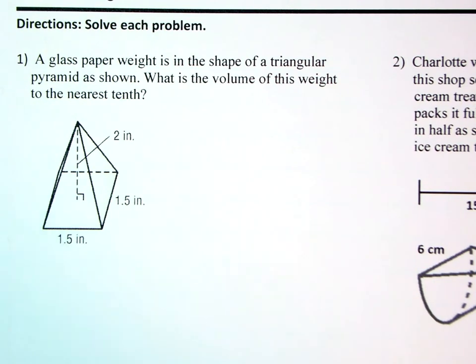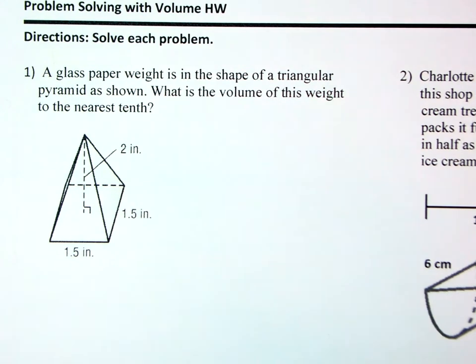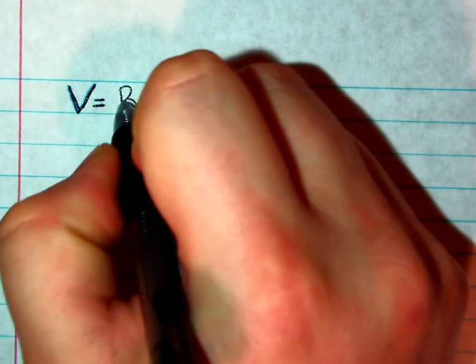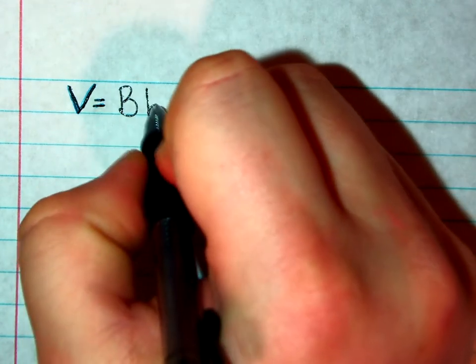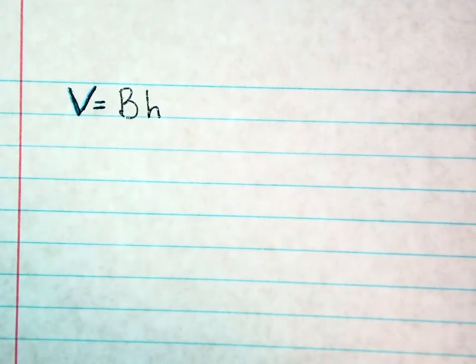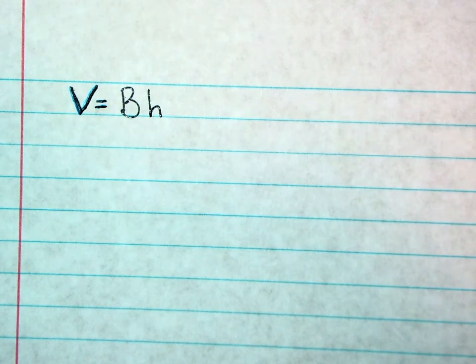Today in class we worked on problem solving with volume. And before we get into doing one or two examples from the worksheet, I want to remind you that we've been dealing with two formulas for volume in class. One formula is V equals base, which I call big B, times height. And we use this formula for volume, V equals base times height, for any of our prisms.